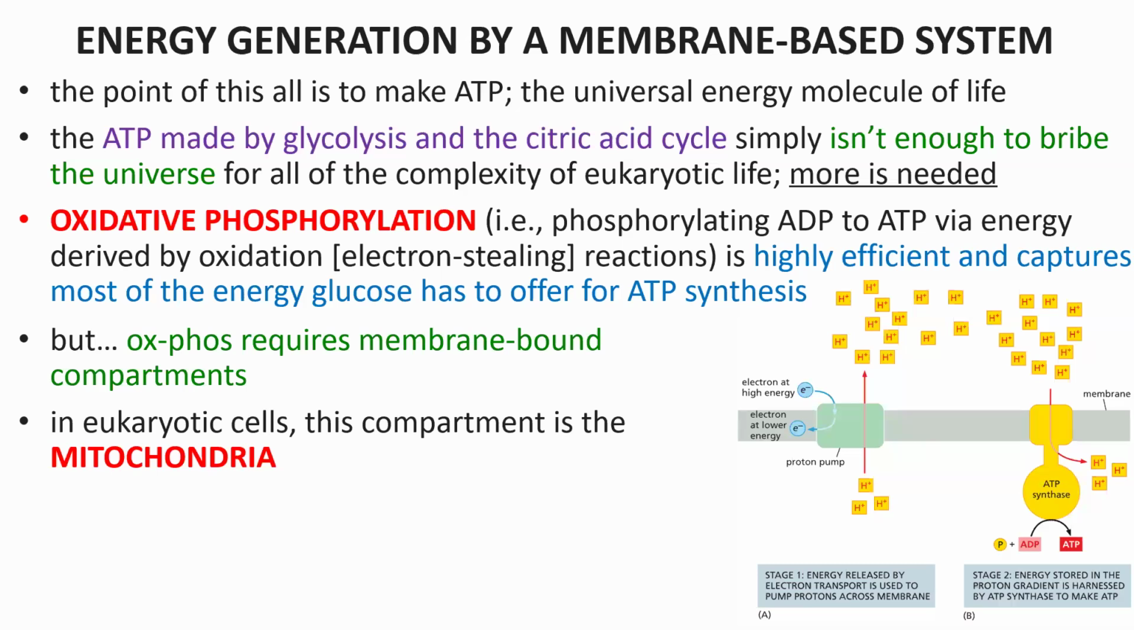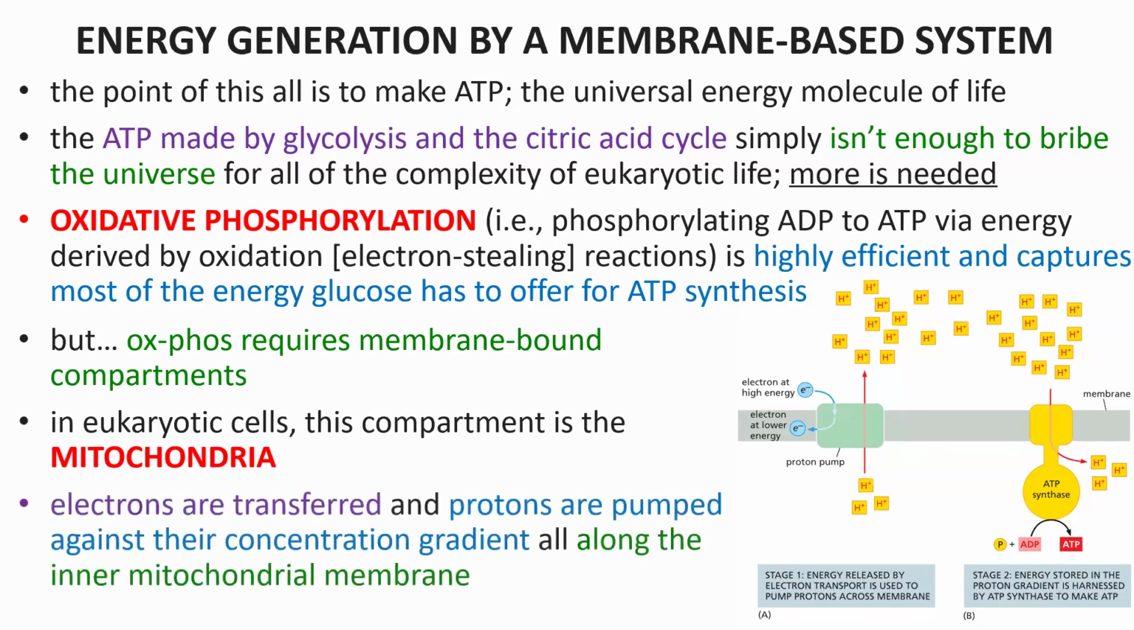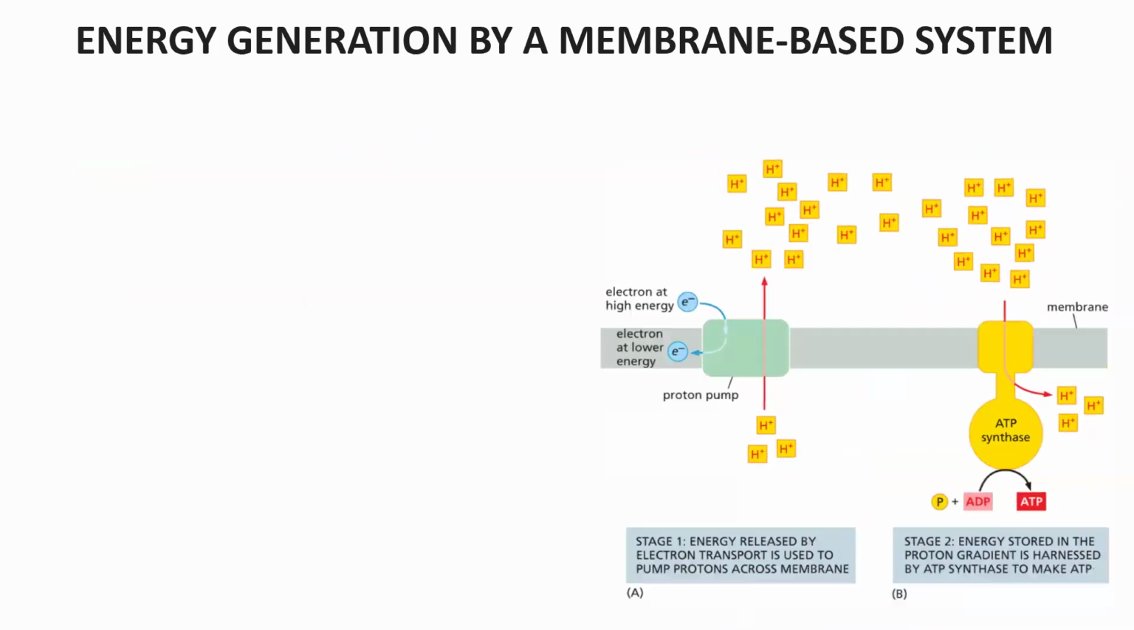We need proteins for redox reactions along a membrane, and we need protons to be able to be pumped across a membrane. And in eukaryotic cells, the source of these membranes for OxPhos to be possible is the inner lining of the mitochondria. Electrons are transferred across carriers on the inner membrane, and protons are pumped against their concentration gradient across the inner mitochondrial membrane.